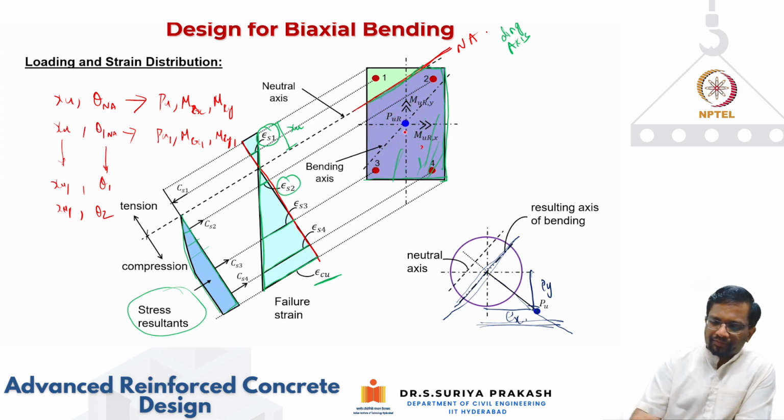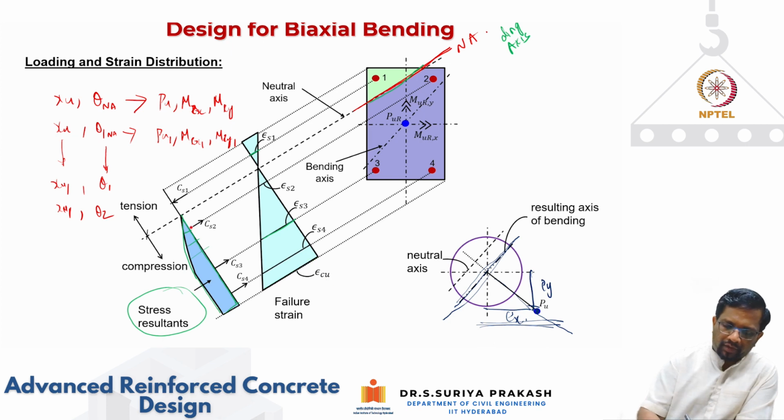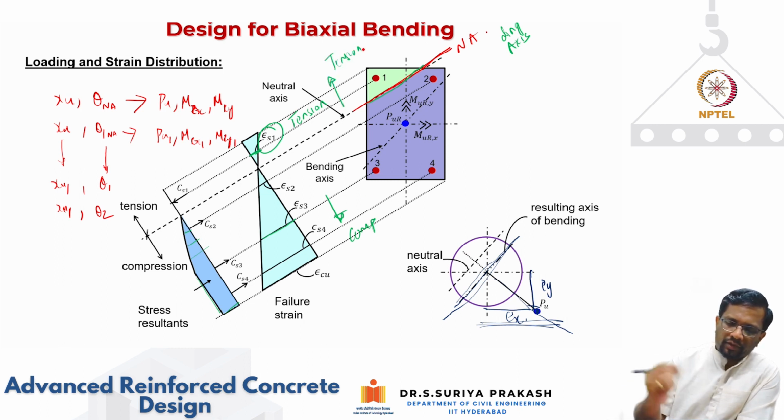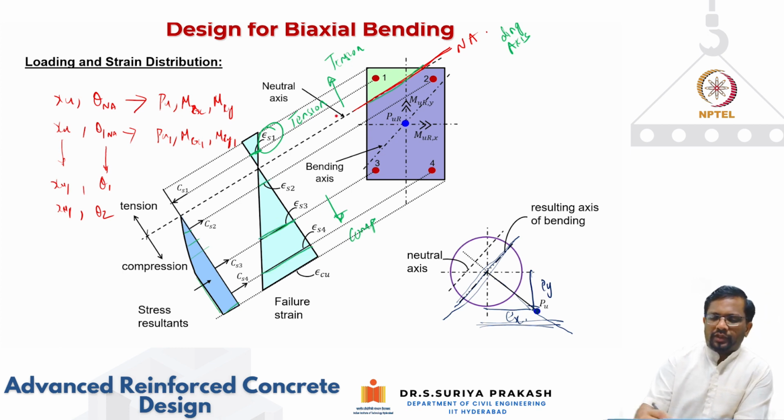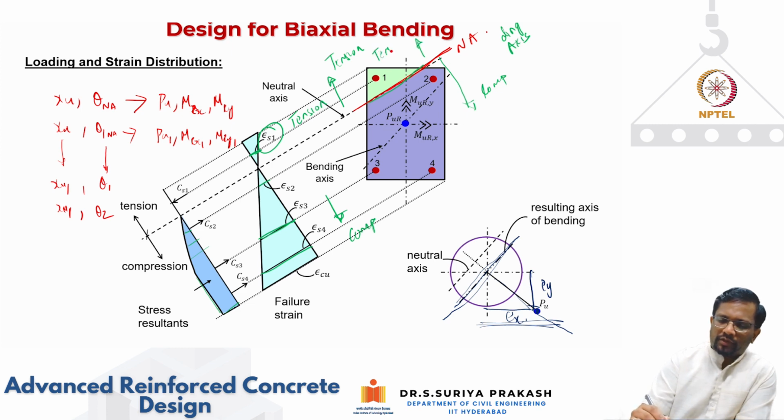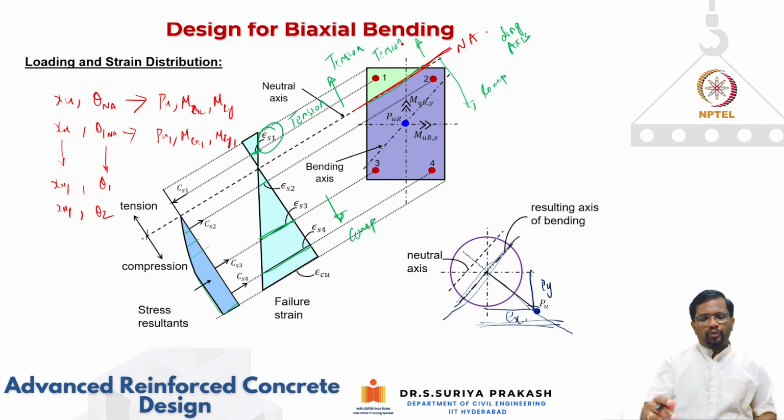In this case, we find that epsilon s1 is in tension, because this is the compression side and this is your tension side. Similarly, epsilon s2, epsilon s3, and epsilon s4. Once you fix this entire thing, whatever is below this is in compression and whatever is above this is in tension. So you see that only one bar is in tension, and the rest of the three bars are in compression.